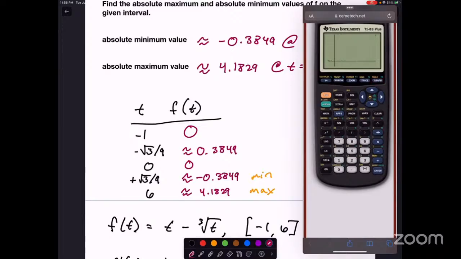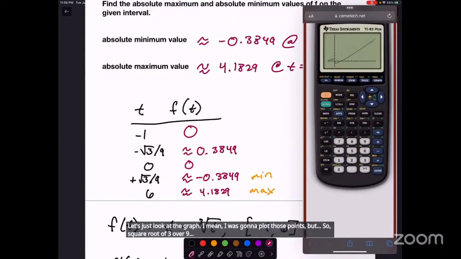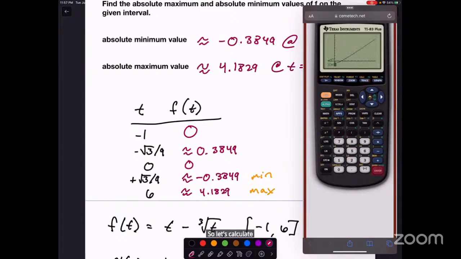Let's just look at the graph. I was going to plot those points, but so square root of 3/9. I forget what that was. So let's calculate the value when x is square root of 3/9. We should get this negative point something.